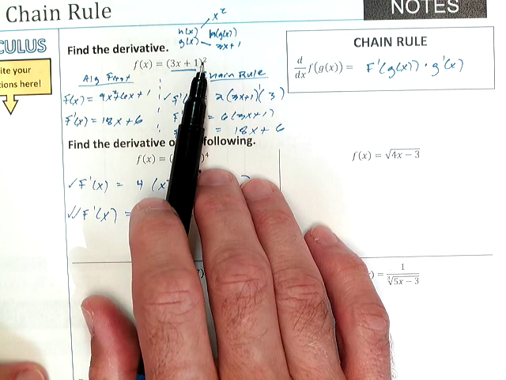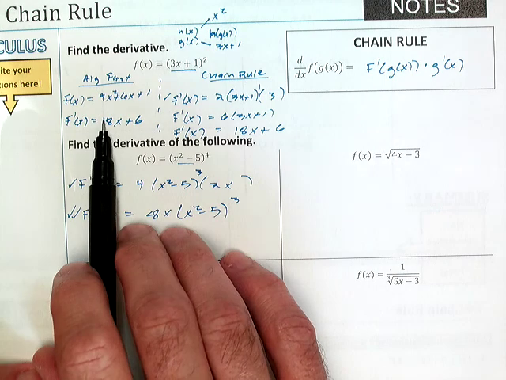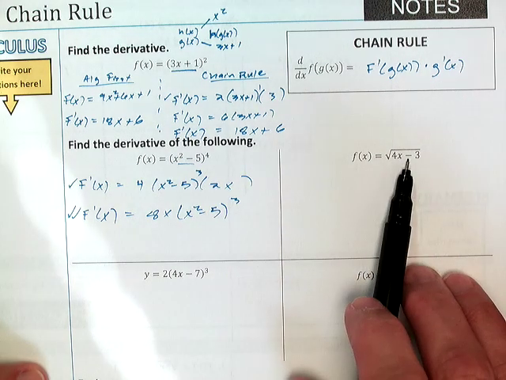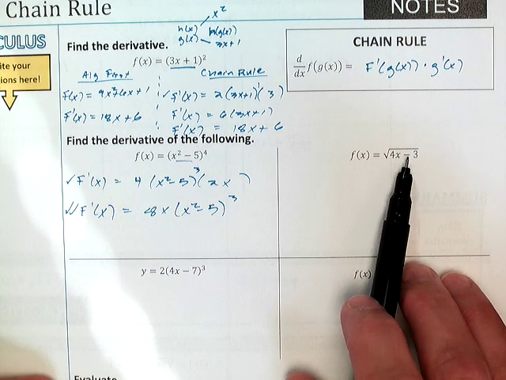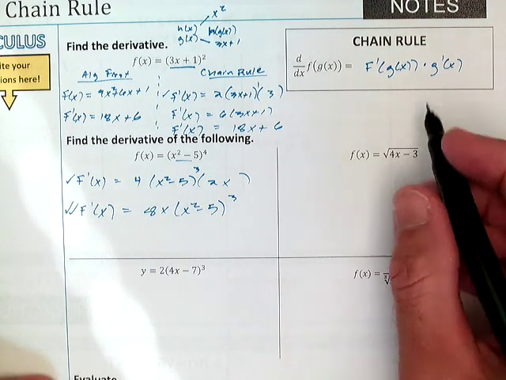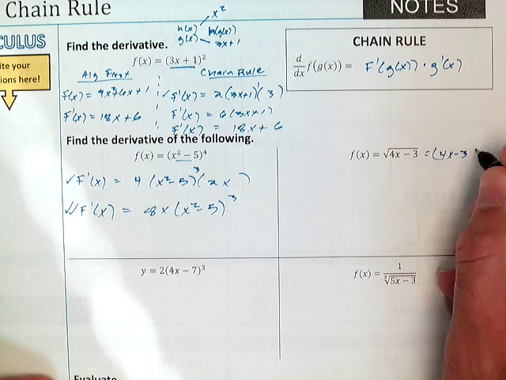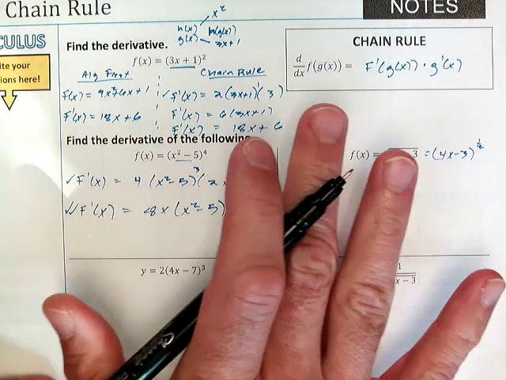If it's a power of 2, you could always FOIL it out. But if it's above a power of 2, say 3 or 4, FOILing it out just doesn't sound practical, so the chain rule is a good alternative. Here is another place where the chain rule is required, because that radical power is actually (4x minus 3) to the half. So the only way we can do this one is the chain rule.